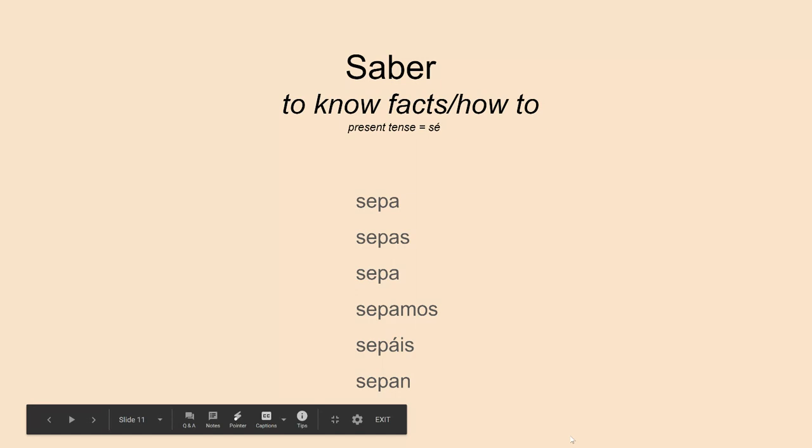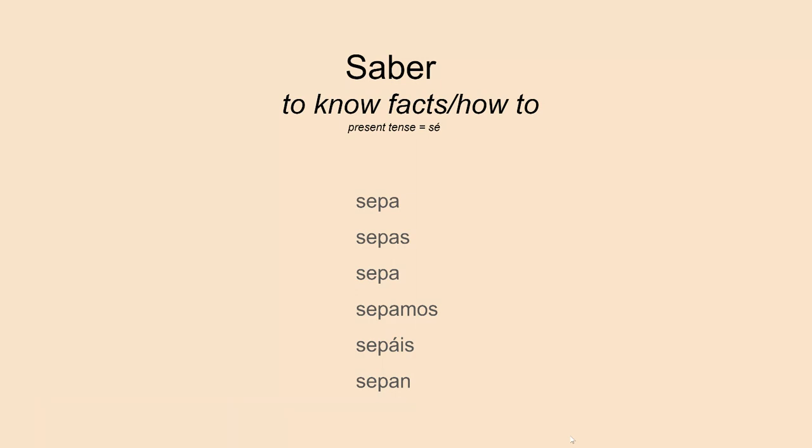Saber, to know facts or to know how to do something. The present tense yo form was sé. Sepa, sepas, sepa, sepamos, sepáis, sepan.